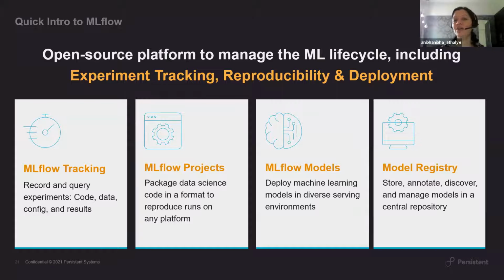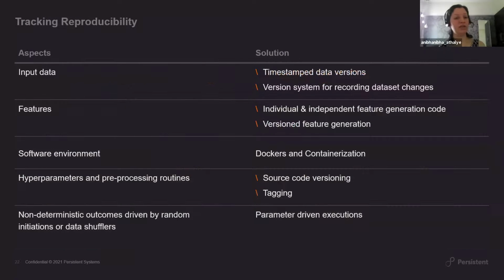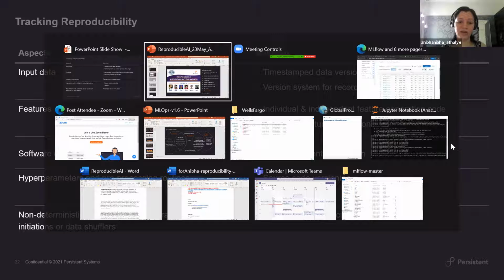It might not be very pertinent or relevant from a research angle, but from an industry perspective, since there are multiple models which are getting run, and there are multiple versions of models deployed across environments like staging, testing, and production, this becomes a very important tool for us. So with that, I will directly jump into the demo. As part of this, this is all we will be covering. How do you track the input data? How do you track features? How do you track the environment, hyperparameters, and then how do you track the non-deterministic outcomes?